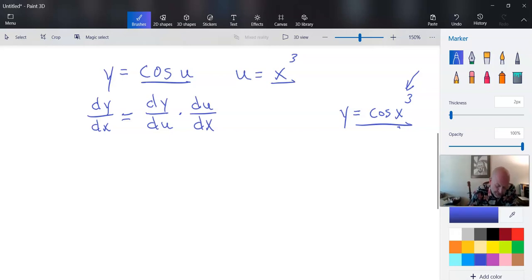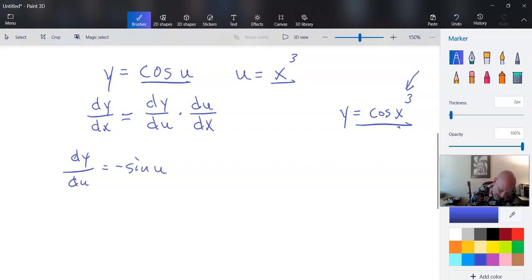So dy/du, the derivative of cosine is negative sine. So this is dy/du is negative sine u, right? That's one of our trig derivatives. We're not talking about integrals yet. Okay, so that's dy/du.